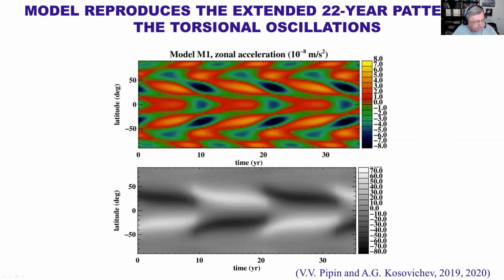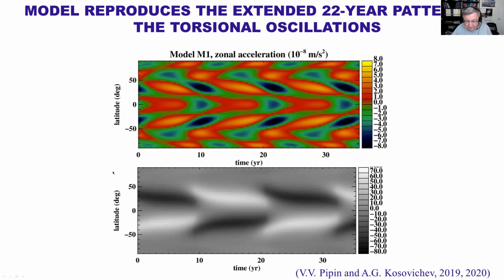As I mentioned, it was important that this model reproduces the extended 22-year pattern of the torsion oscillations. So here we can see that from this model, M1, which is a single meridional circulation cell, blue is the deceleration and red is the acceleration. And so it reproduces them. At the bottom, you can see the variations of the toroidal magnetic field. There's nothing in polar regions because it's only the toroidal magnetic field which forms the sunspots shown here.